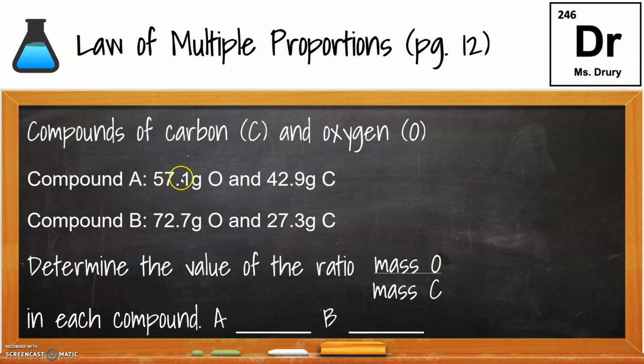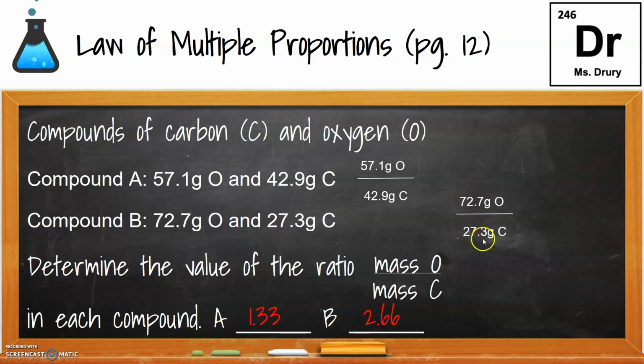So in compound A, we would do 57.1 grams, the mass of oxygen, divided by the mass of carbon, 42.9. When you solve that, you're going to place that in the blank here, which comes out to be, I think, 1.33. We'll do the same thing for compound B, so it'll be the oxygen on top divided by the carbon on the bottom. And yes, you should show your work on your packet, and then show your answers in the blanks. So the first time it came out to be 1.33, as I mentioned. And when you do 72.7 divided by 27.3 in your calculator, we get 2.66.